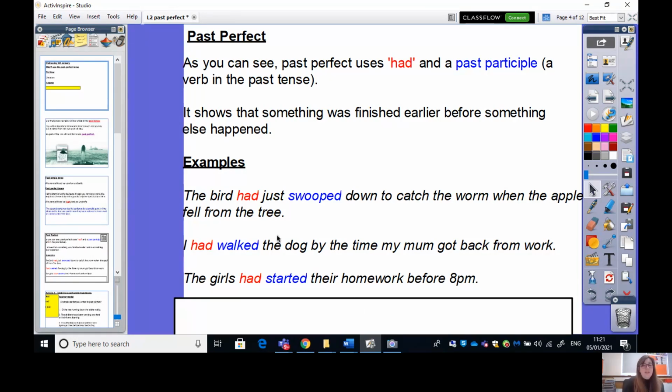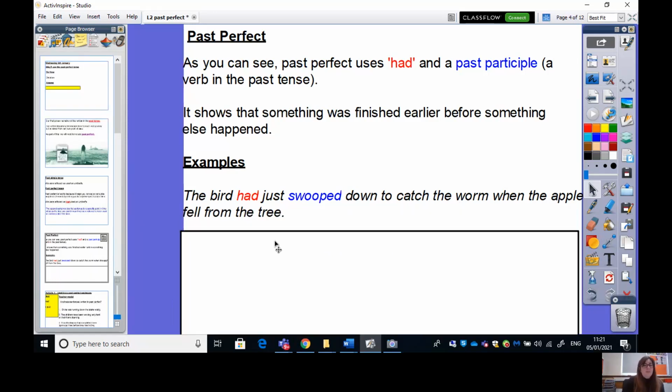So you can see here we've got a few examples. If we focus on this one, the bird had just swooped down to catch the worm when the apple fell from the tree. So the apple fell from the tree in the past tense, but the bird swooping down sort of happened just before it, and that had expresses it a bit more clearly in time.